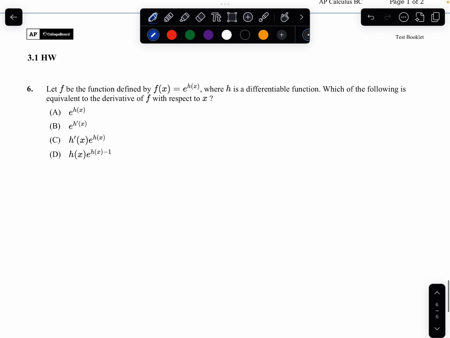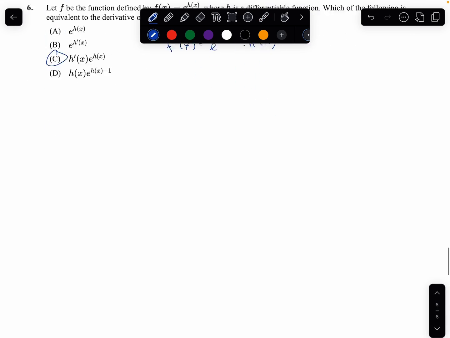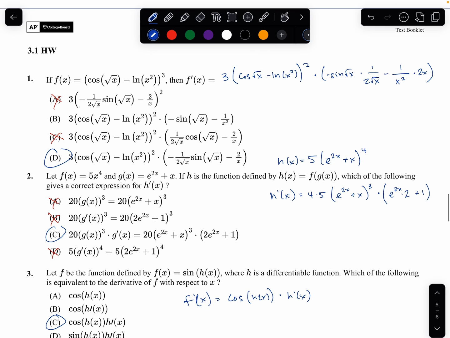For 6. Okay, so we're trying to find the derivative of f. So we'll take the derivative of that. We'll say f prime of x is going to be equal to, the derivative of e to the x is itself, so this will be e to the h of x times the derivative of the inside, which is h prime of x. So I think C is going to be our answer. Okay. And that should be everything for the chain rule.